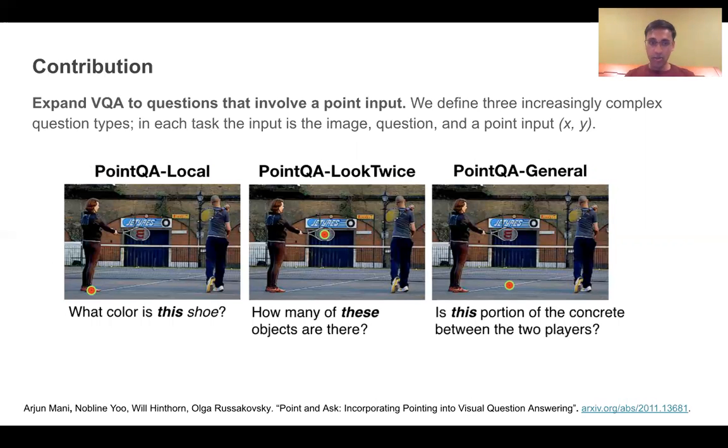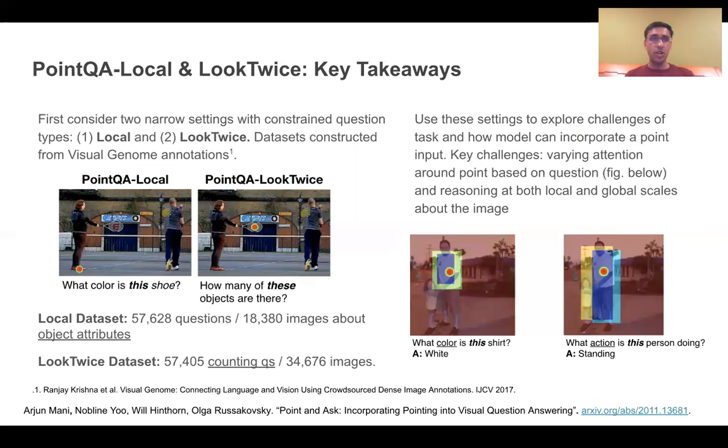So the thrust of our contribution is to expand VQA to questions that involve a point input. We define 3 increasingly complex question types in the space, and in each task, the input is the image, question, and the point input x, y in the image. So now we'll go into each of these types. We start with 2 narrow settings with constrained question types, PointQA local and PointQA look twice, with datasets constructed from Visual Genome annotations. So in PointQA local, we look at questions about object attributes like color, shape, and action. And the idea is that a local region around the point is completely sufficient to answer questions about these attributes.